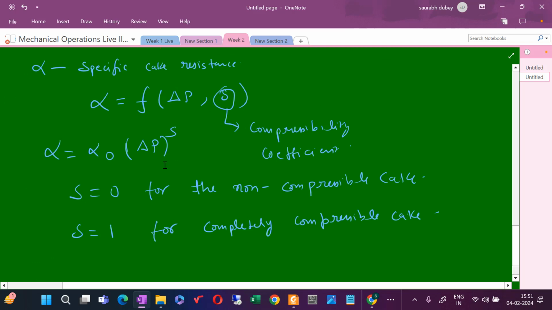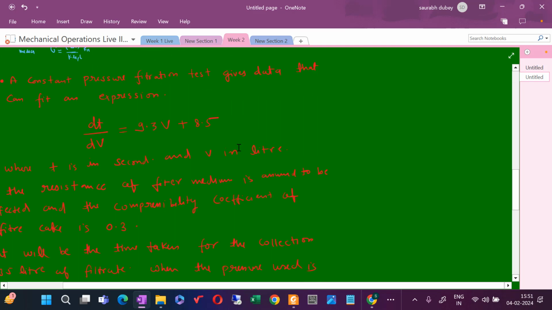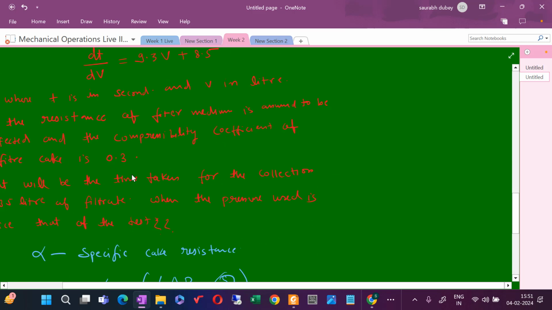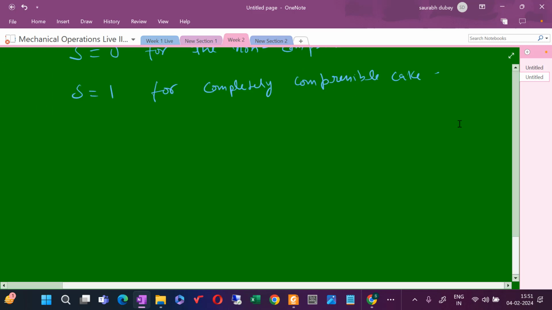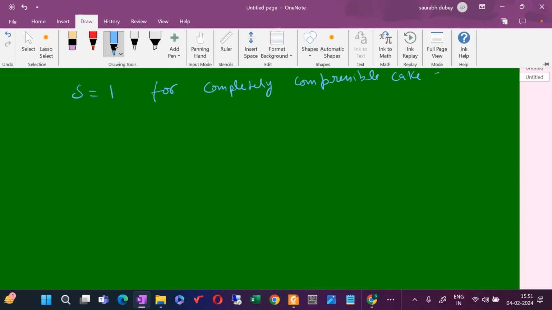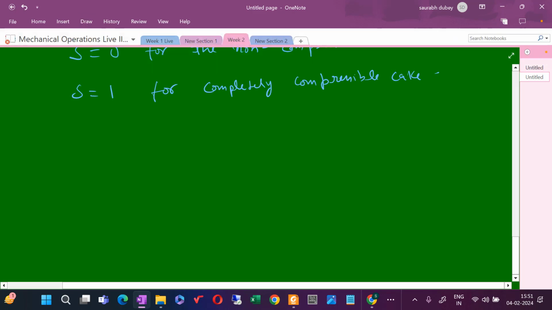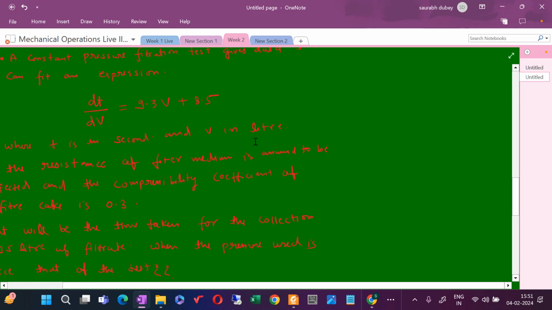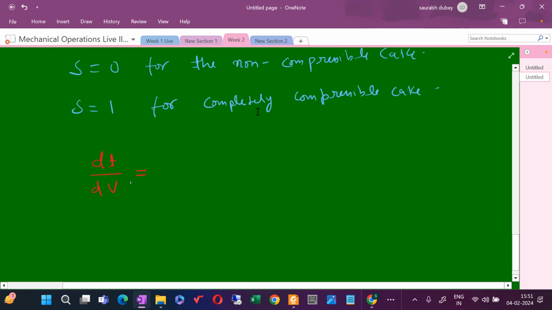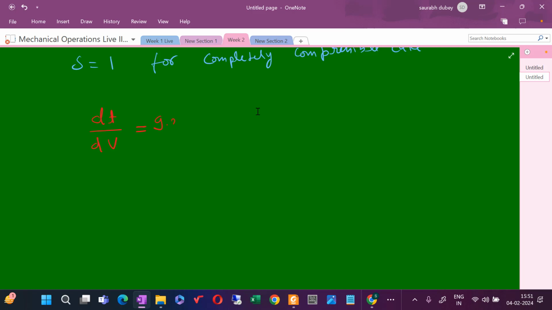This alpha value will be, as in the problem, given, so the compressibility has to be considered. And when you are considering the compressibility factor, the equation becomes a bit tedious to solve, but let's see. Here it is given that dt divided by dv equals 9.3 v plus 8.5, that is, 9.3 volume plus 8.5.